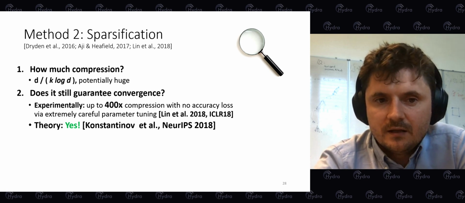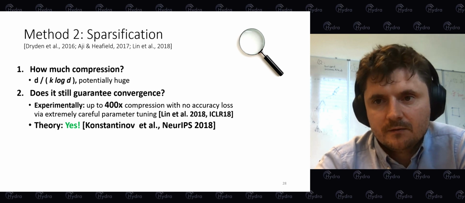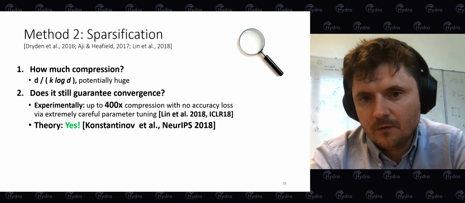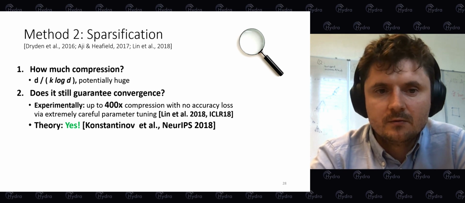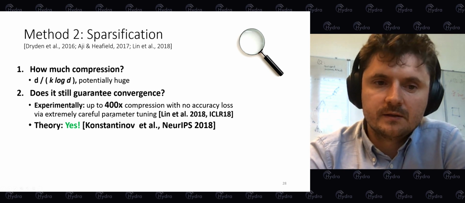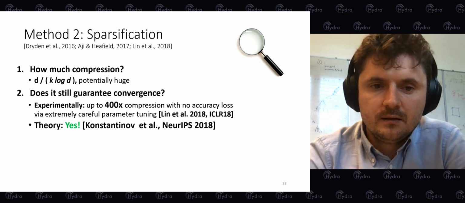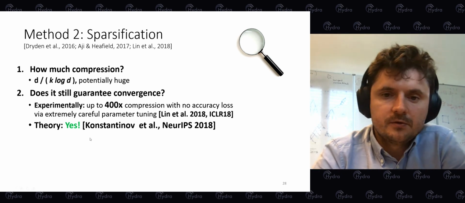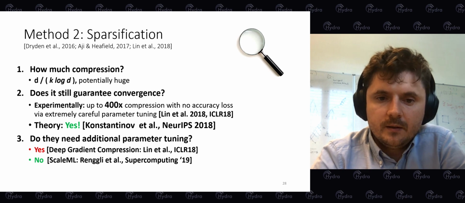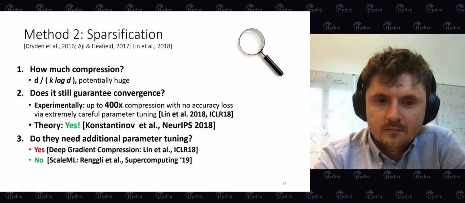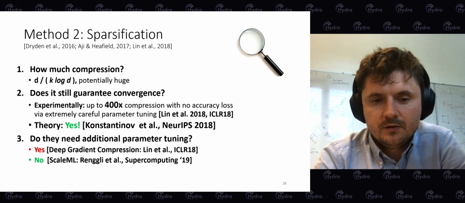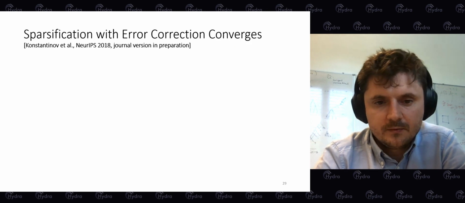So does this actually guarantee convergence? Interestingly for this method, experimental evidence that it works well came significantly before its theoretical understanding. There was a paper showing very impressive experimental results, at up to 400x compression with no accuracy loss, via extremely careful parameter tuning. We were then able to follow up with a paper showing that you can actually guarantee convergence for this method. Do we need additional hyperparameter tuning? In general, yes. But in a recent paper we also found some fairly generic setting of parameters under which you don't need to change the learning rate or momentum parameters to make this work.